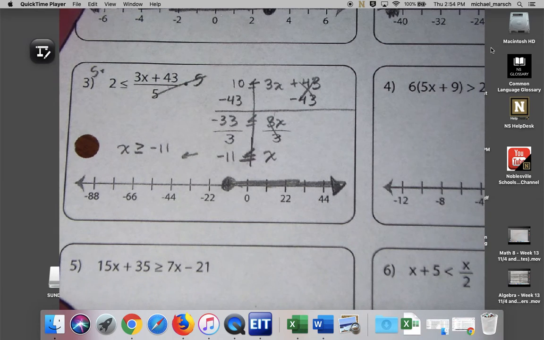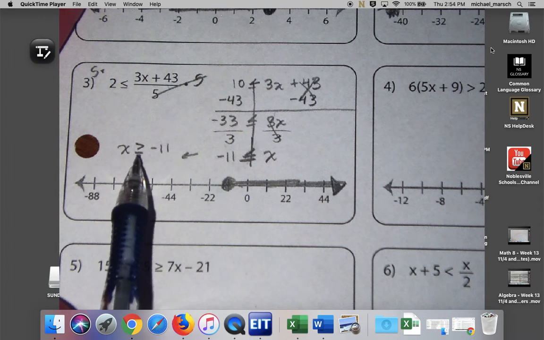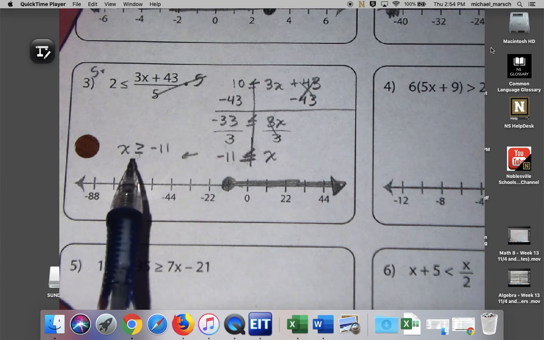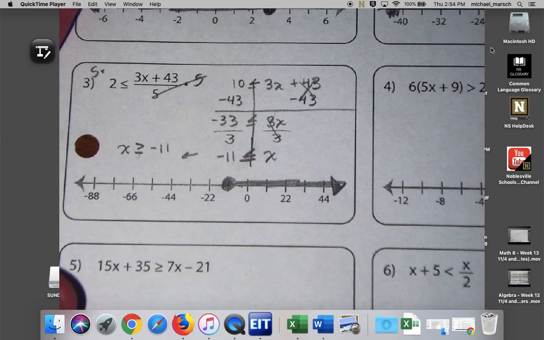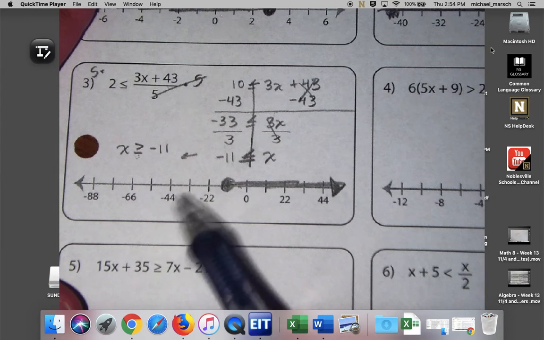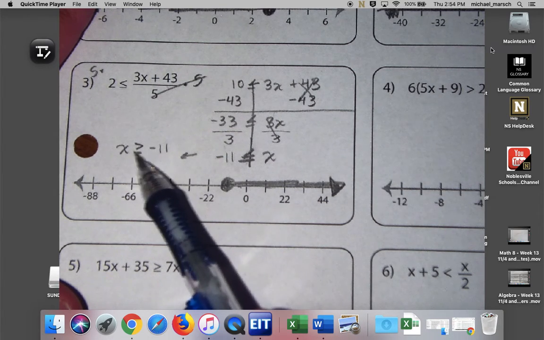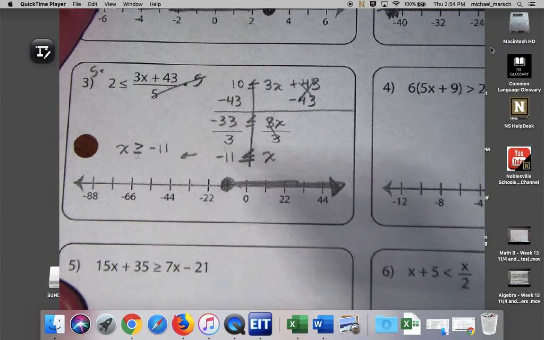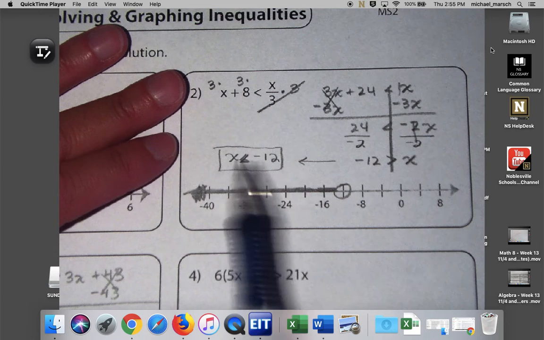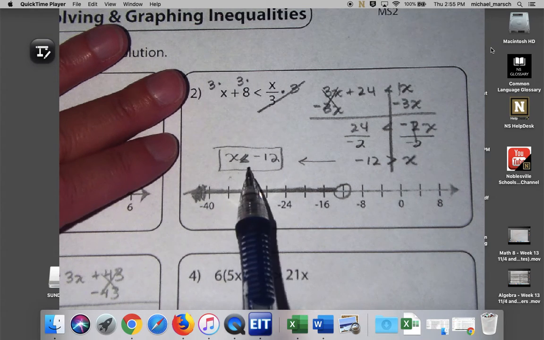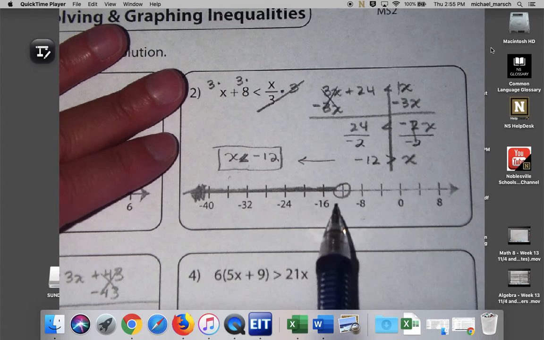How do you know if it's open or closed? Because of the sign, like if it's greater than or equal to, there's a line under it, so it's a closed circle. If it's just greater than or less than, it's open. So look up at the screen, Britton. Do you see how this is greater than or equal to? That's the little line that Carter's talking about. The last one was open because it didn't have a line under it. It's just less than, so it had to be open.